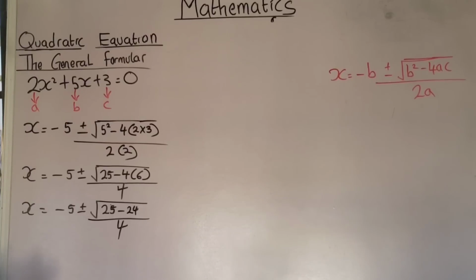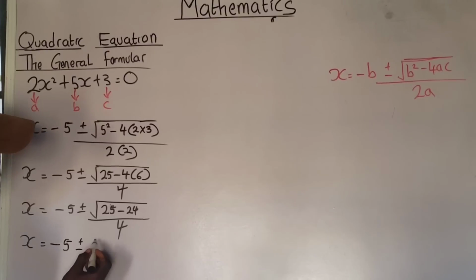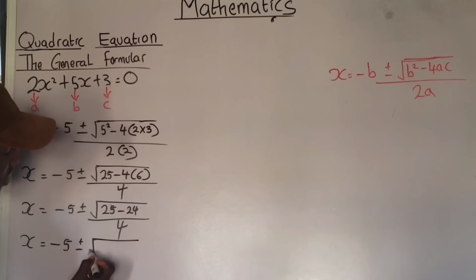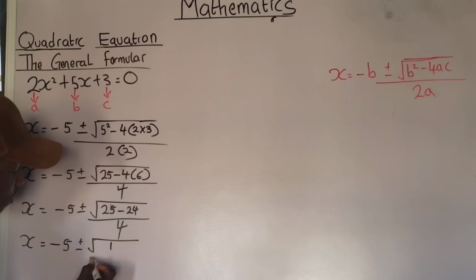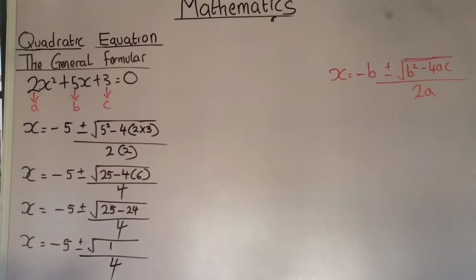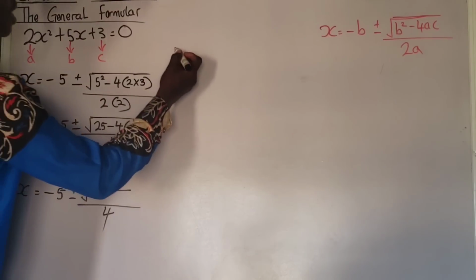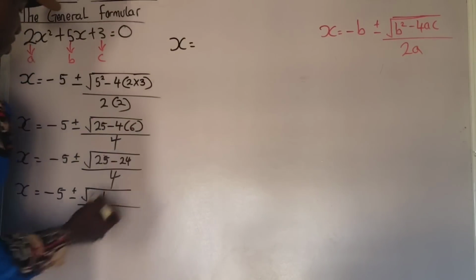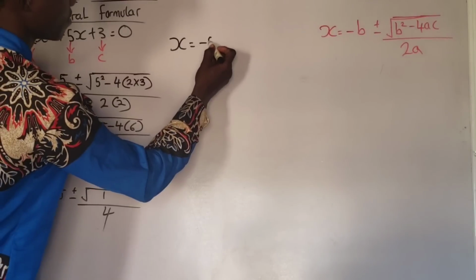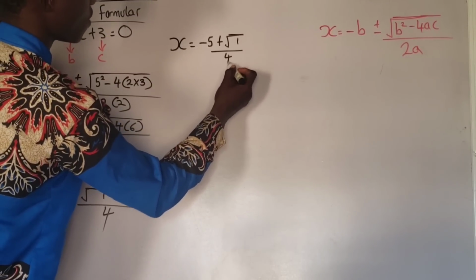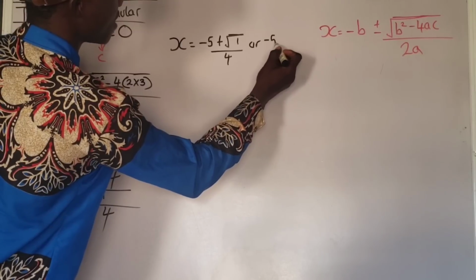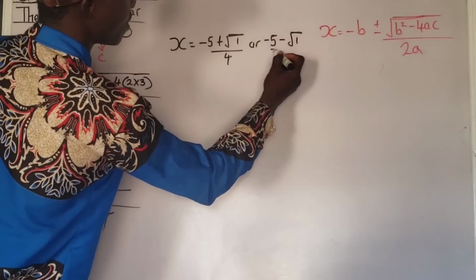You understand? Okay, I'm going to have x equals minus 5 plus or minus square root of, okay, 25 minus 24 will give us what? That will give us 1. Square root of 1 all over 4. Do you understand? So now we are going to have x equals minus 5 plus square root of 1 all over 4, or minus 5 minus square root of 1 all over 4.